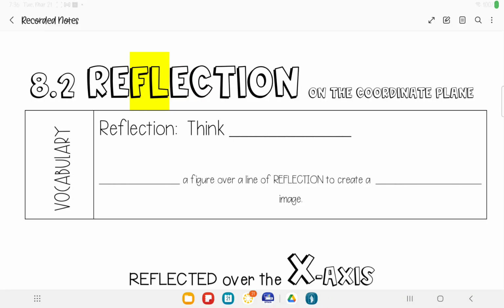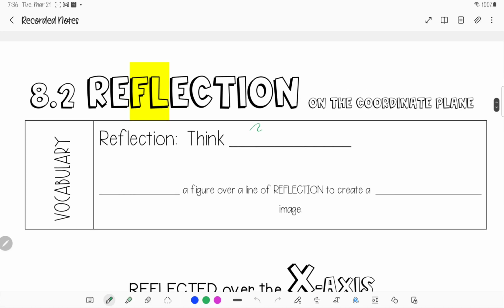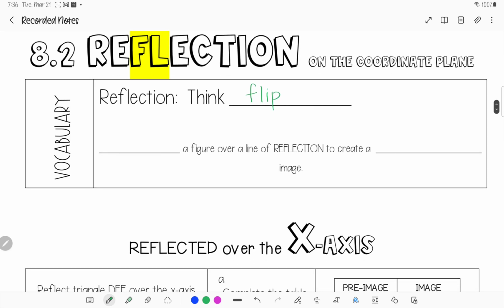On 8.2, which is reflection on a coordinate plane. So today we have the F and the L that are highlighted, and that's because when we have a reflection, we're going to think of a flip. So this is where we flip a figure over a line of reflection to create a mirror image.